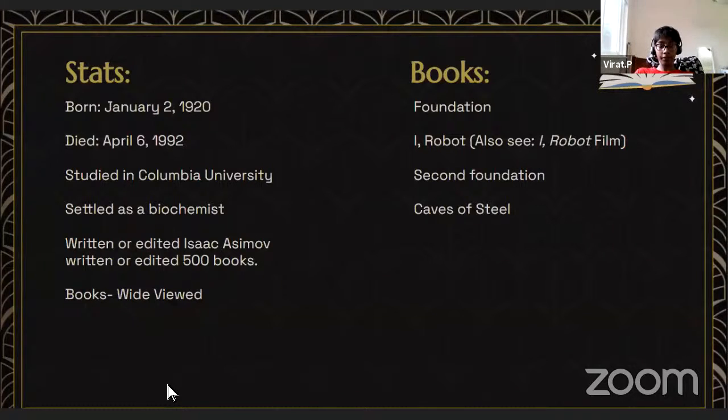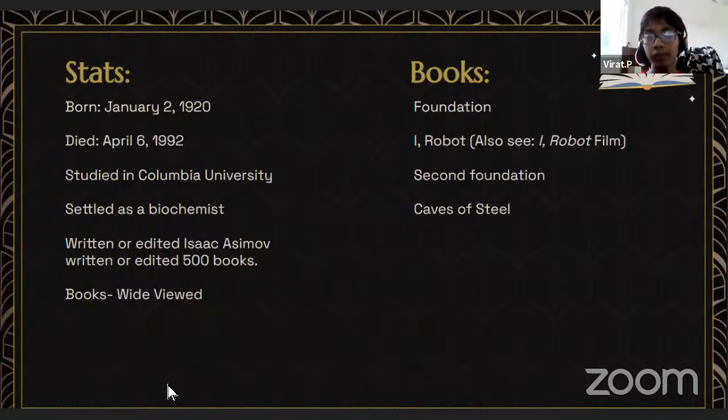He studied at Columbia University. He settled as a biochemist, and Isaac Asimov wrote or edited 500 books. Sorry for the typo, but it should be fine. The books are wide-viewed, I would say, because he has a wide view of the world, and it's not just from one perspective. You may have heard of the down-the-middle perspective. Instead of going specifically one side, many authors change perspectives like that.